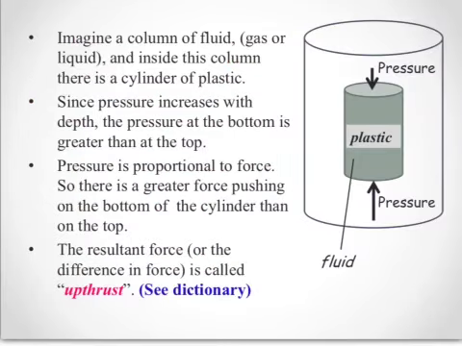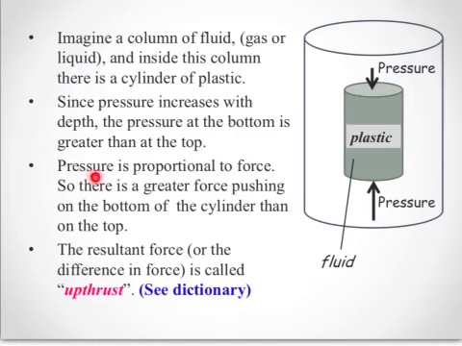Imagine a column of fluid like this, and inside this column there is a cylinder of plastic here. Since pressure increases with depth, the pressure at the bottom is greater than at the top. Pressure increases with depth because the formula says P equal to ρgh. h is the depth.